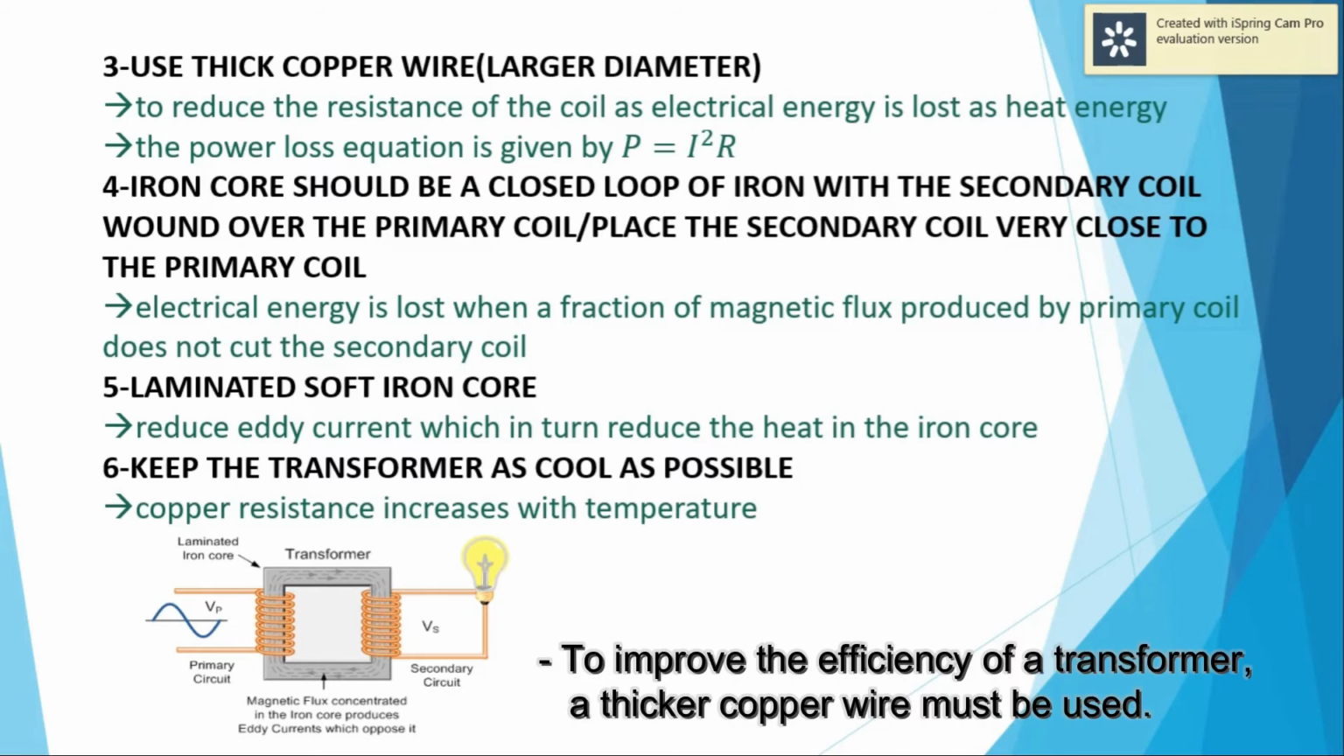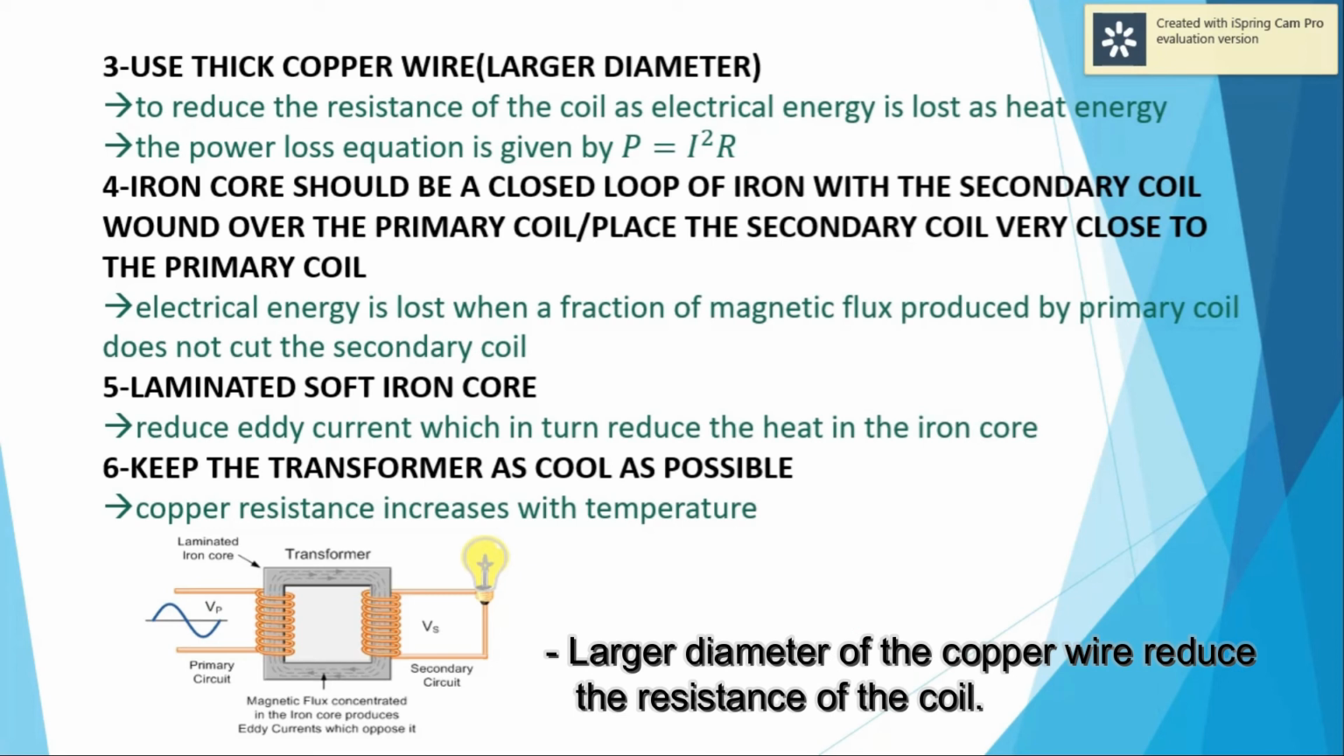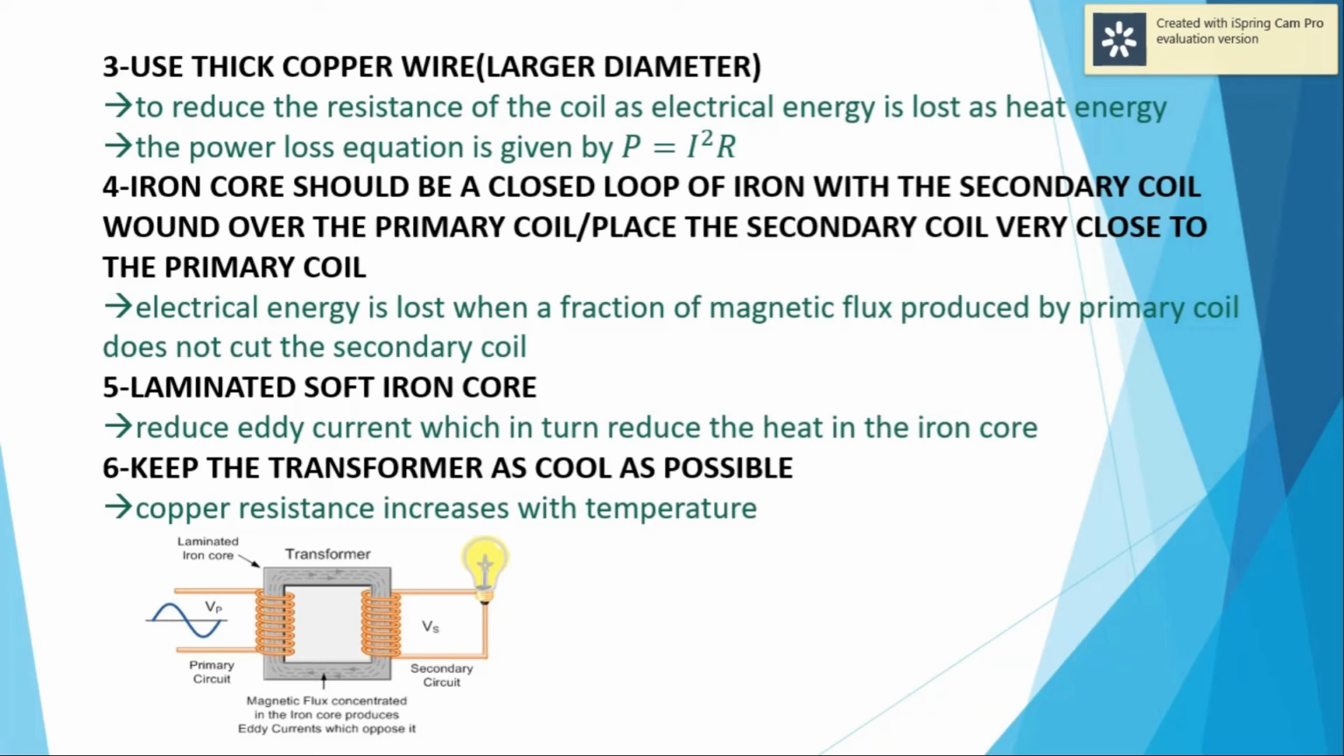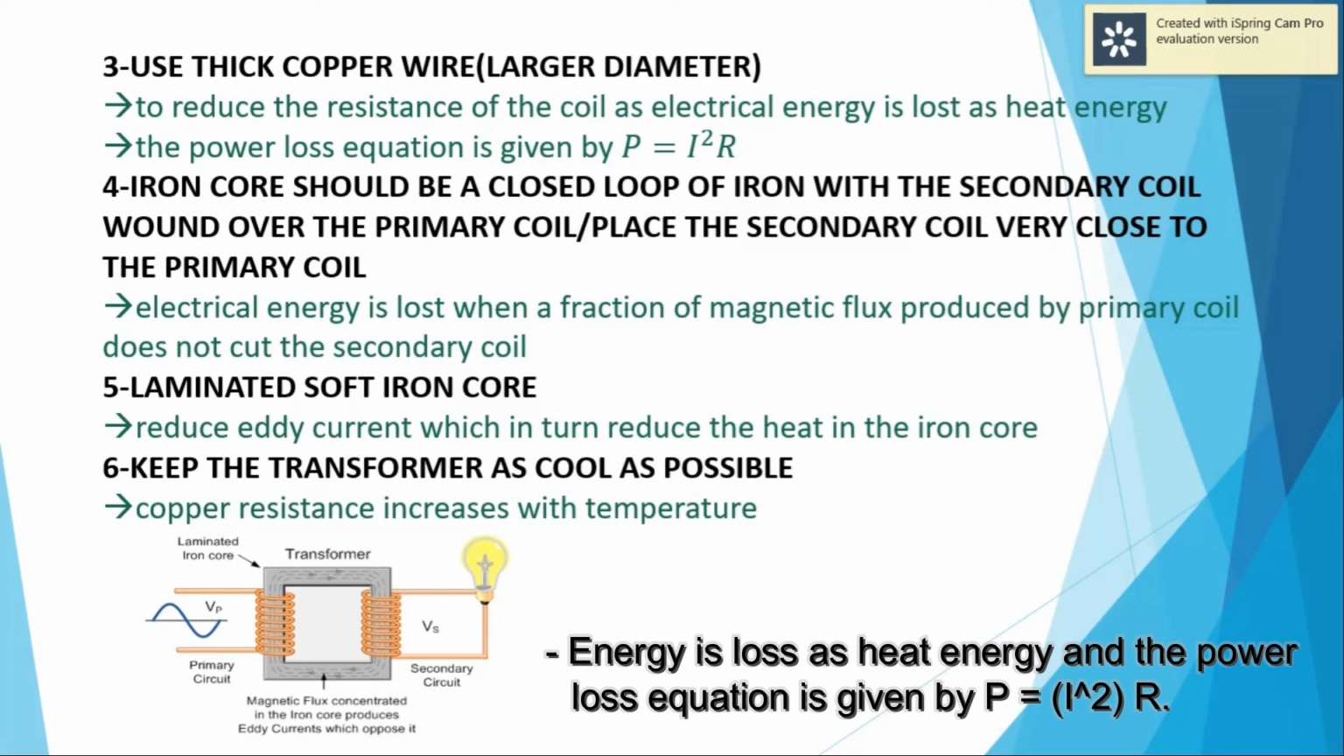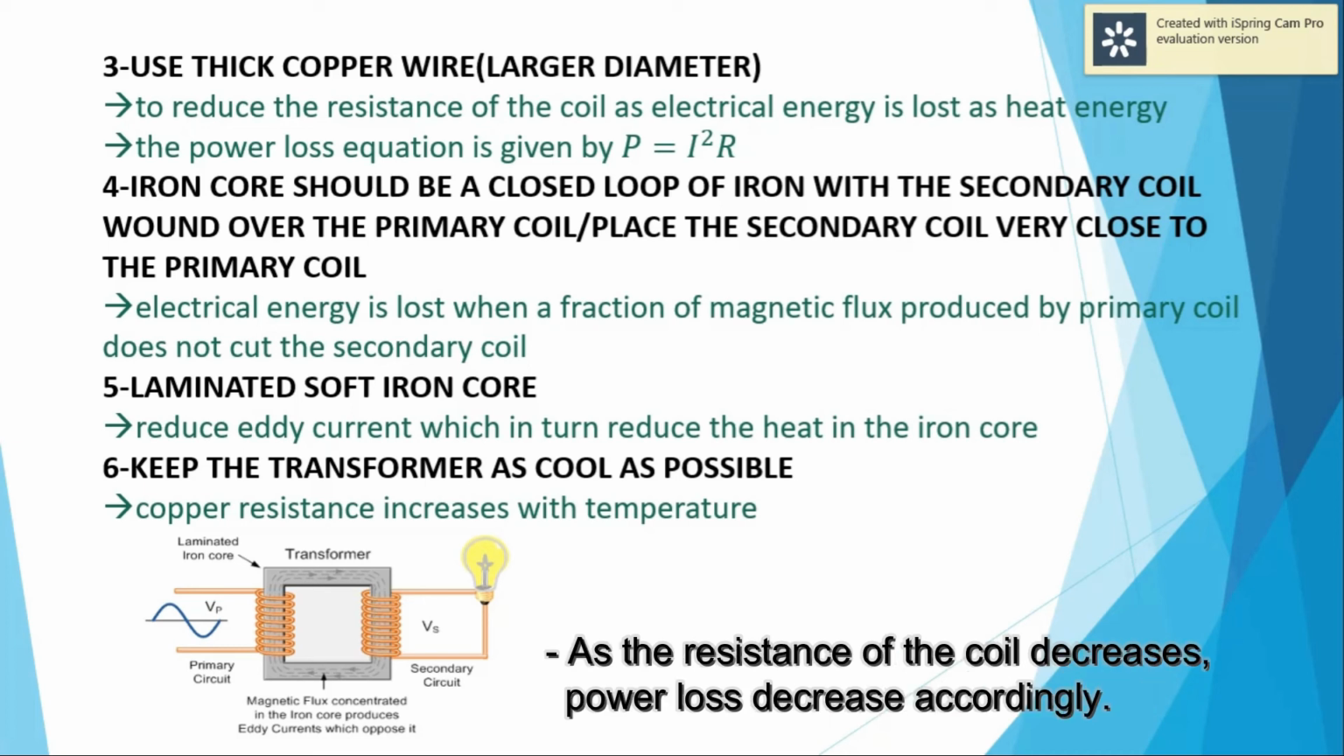To improve the efficiency of a transformer, a thicker copper wire must be used. A larger diameter of the copper wire reduces the resistance of the coil. Energy is lost as heat energy, and the power loss equation is given by P equals I squared R. As the resistance of the coil decreases, power loss decreases accordingly.